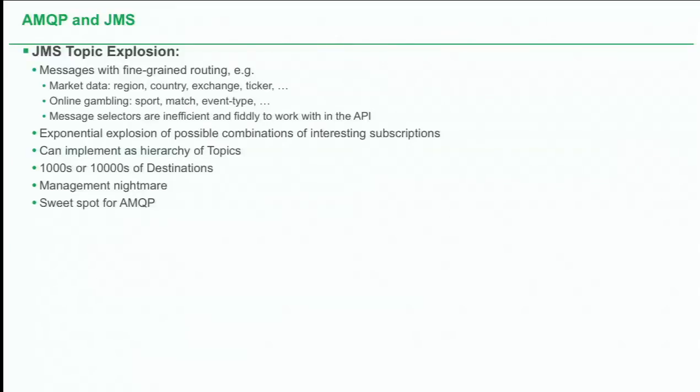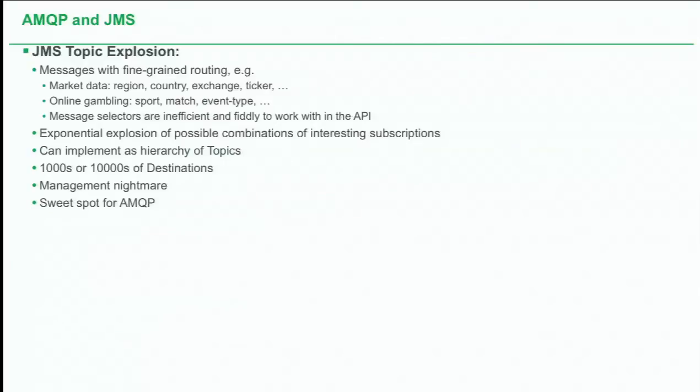I mentioned the topic problem. I mentioned some of the problems with JMS and anonymous queues. Another problem is a topic explosion, what I like to call topic explosion. So messages with fine-grained routing, market data, gambling, things like that. Anything where you have a lot of categories into which a message could be sent, or imagine a lot of buckets. Each queue is a bucket, and you have to sift through lots of data, and they have to be separated out. It's bad. You don't want to do that in JMS. JMS hates that. It hates it. It makes it sad, and when it's sad, you suffer.